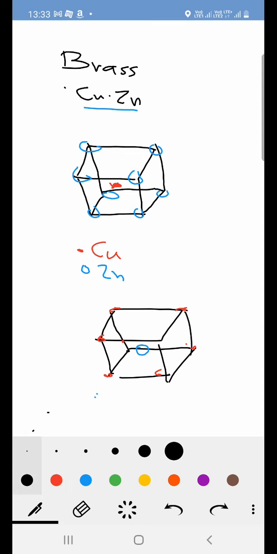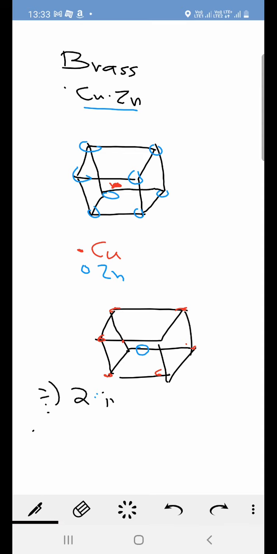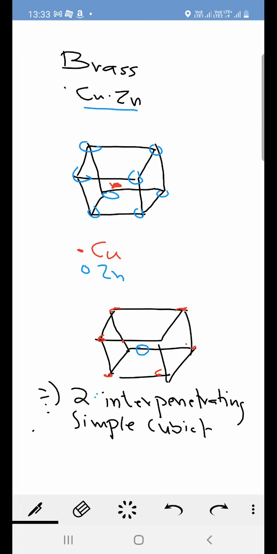See that there are two interpenetrating simple cubic lattices, one made up of copper at the center and zinc at the corners, and the other made up of zinc at the center and copper at the corners. Now, in this case again, increasing the temperature is reducing the order.